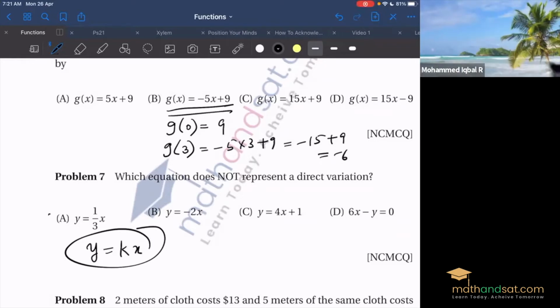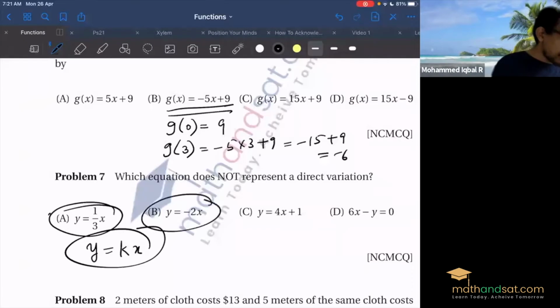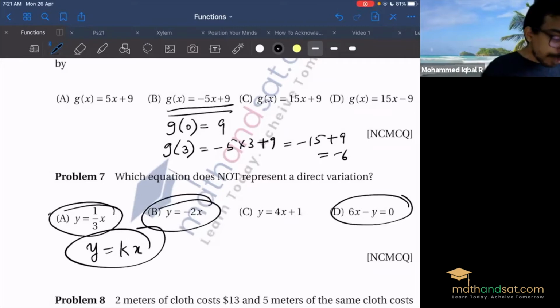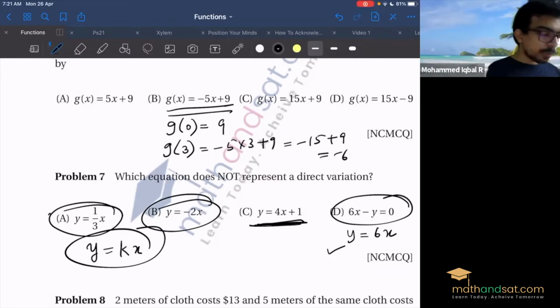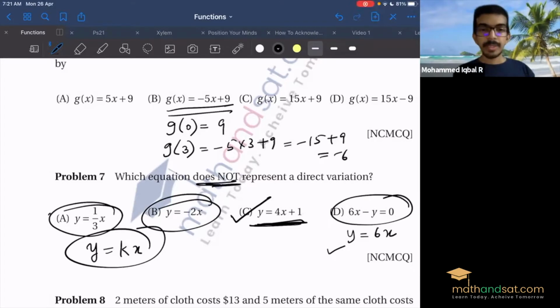Now, this is a direct variation: y is equal to 1 by 3 times x. This is y is equal to minus 2 times x. K can be negative, no problem. This is y is equal to 6 times x. That is also okay. This is not a direct variation. Even though it is a linear function, it's not a direct variation. So we need to know which one does not, so this is our answer. Everything else represents a direct variation. A direct variation is a function of the form y is equal to kx.